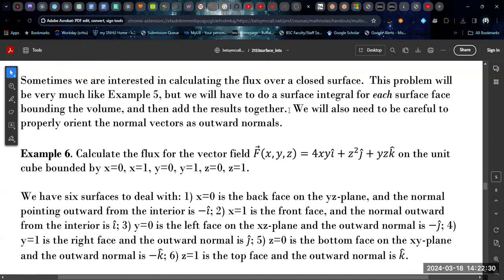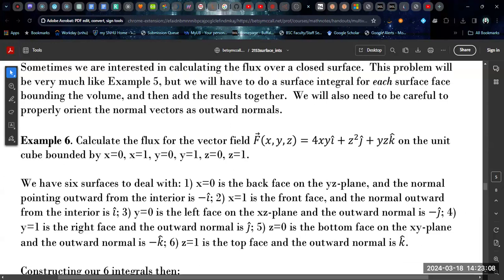Now, if we're calculating the flux over a closed surface, then this will be similar, but we'll have to do a surface integral for each surface face bounding the volume, and then add the results together. To properly orient the normal vectors, we want them to be outward pointing. So in this case, we're going to calculate the flux through the vector field here on the unit cube bounded by x equals 0, x equals 1, y equals 0, y equals 1, z equals 0, and z equals 1. So a cube of unit 1 in the first octant.